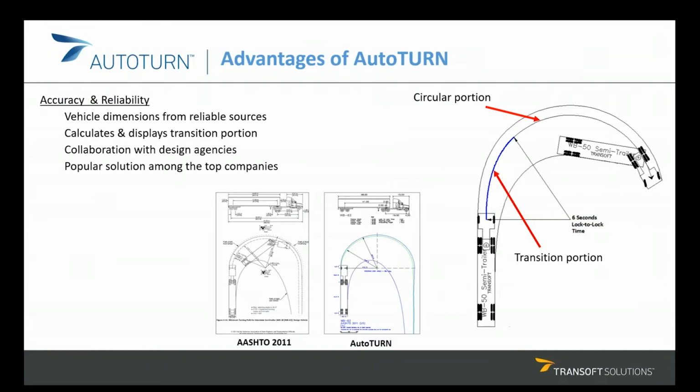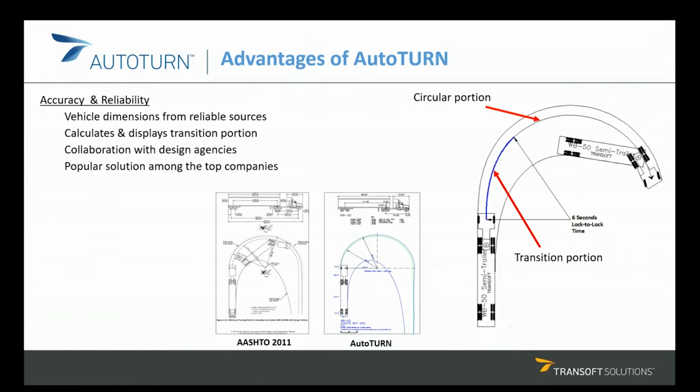Now let's see what makes AutoTURN the industry standard in swept path analysis. So vehicles in AutoTURN are created to exact dimensions from reliable sources, which are design guidelines or the manufacturer technical specifications. So the software accurately calculates and displays a transition portion and a circular portion in the vehicle path, which is close to how the real-life vehicle behaves during the turn. The transition portion is the length required to change the steering from an initial angle to the steering angle to execute the turn, which is shown as a blue line, and the circular portion is the portion of the path where the vehicle is turning at a steady state.